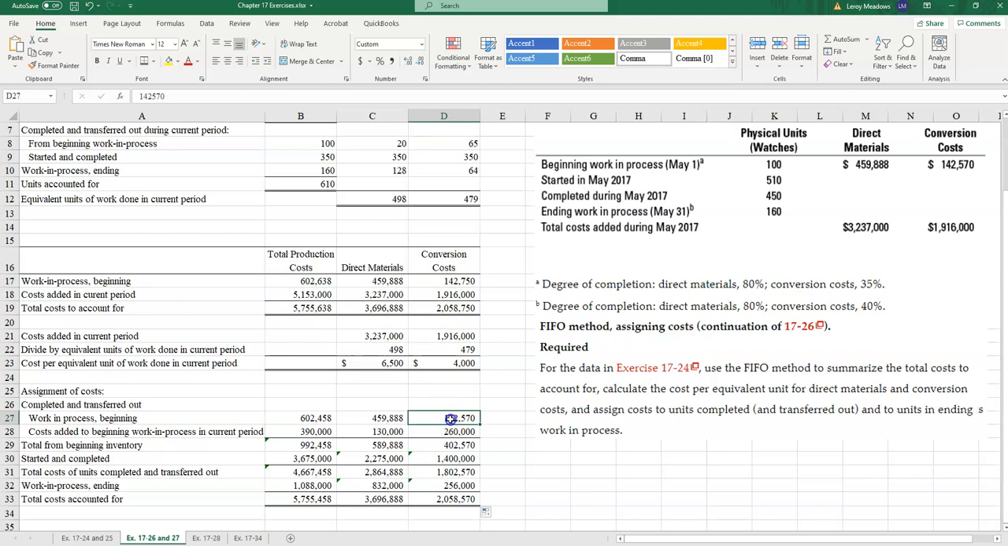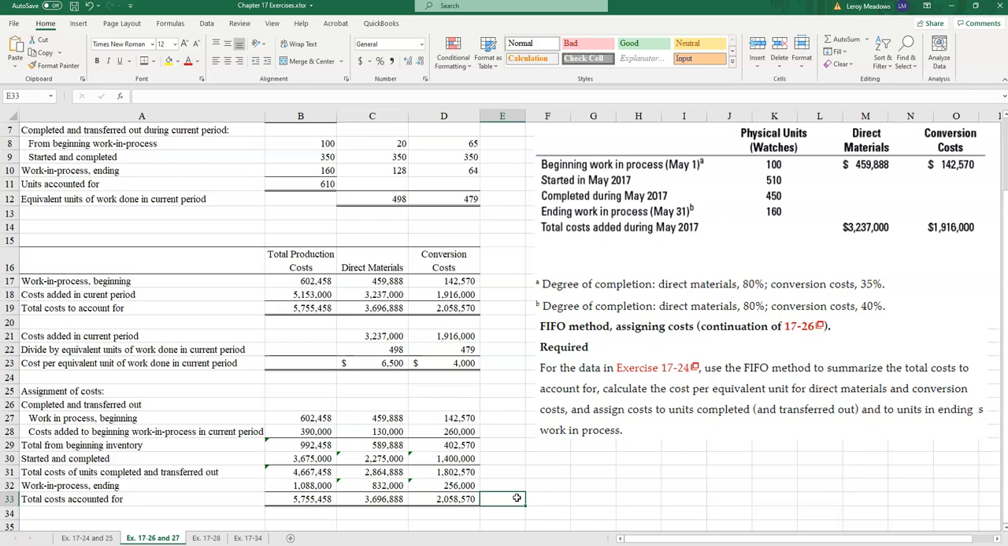So let's go back and do my cell reference. 142,570. Now everything's right. And now everything matches. So again, another reason, whenever you're doing things in Excel, you want to use as many cell formulas as possible, because you want to go back to the earliest instance where you made a mistake, change it, and it changes everything down the line here.